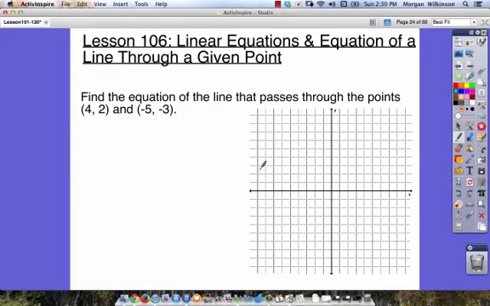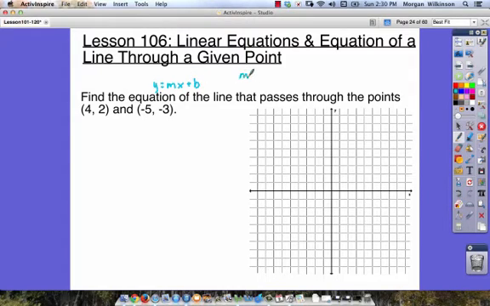Lesson number 106 is about linear equations and the equation of a line through a given point. The first question asks us to find the equation of the line that passes through the points (4, 2) and (-5, -3). Now the equation of the line needs to be in slope-intercept format: y = mx + b.